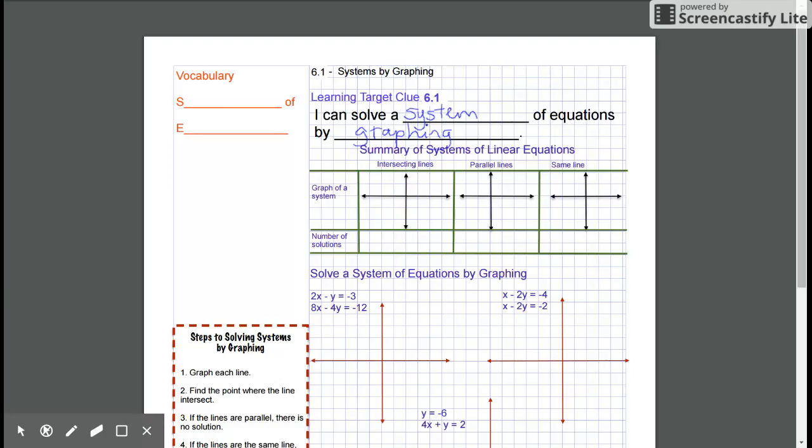Now, a system of equations, you may be wondering, is just a group of two or more equations. And in this situation, we're going to be talking about linear equations. A group of linear equations, two or more equations. And if we were going to graph those equations, they would look like lines. And let's say we had 3 of them.